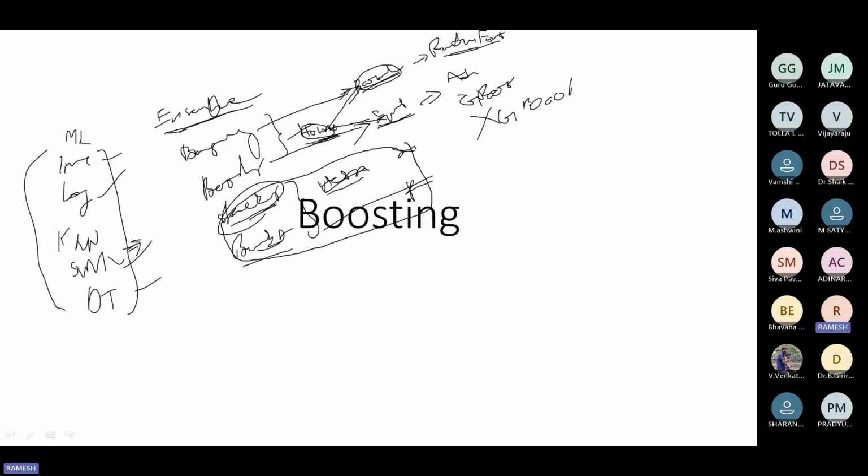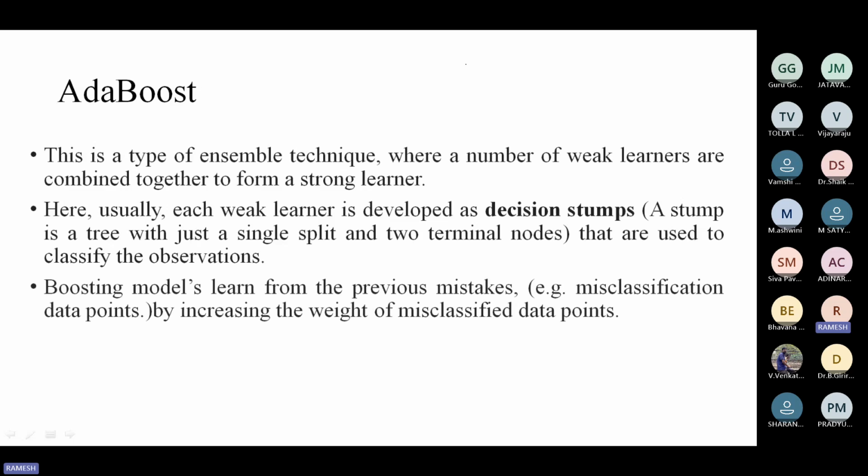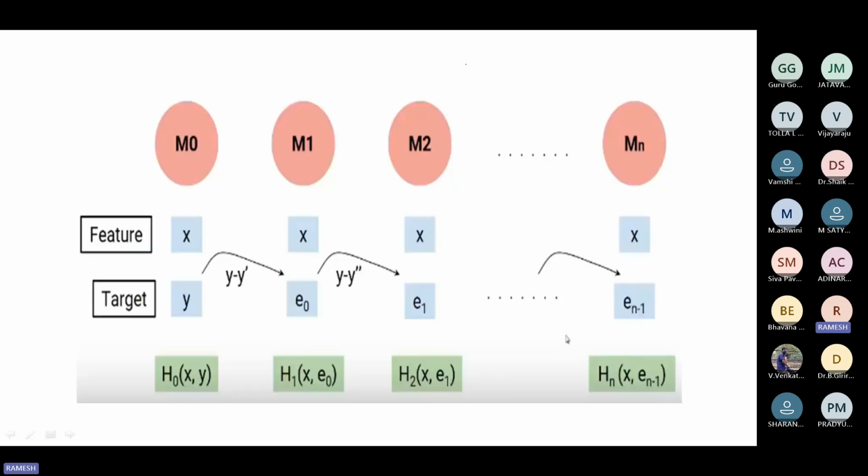Now we'll discuss the boosting methodologies and how they are executed. ADA boost, gradient boosting, and extreme gradient boost models come under boosting methods. I will take one example from boosting. Yeah, here it is. These are the features x1, x2, x3, x4, and so on, and the target variable is y.